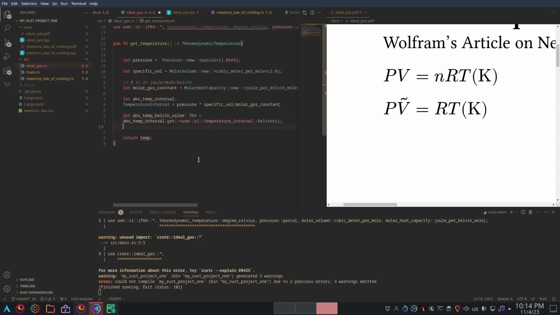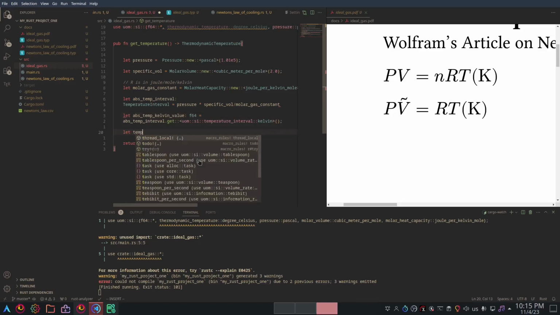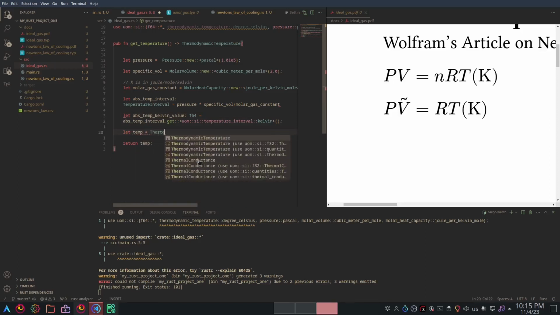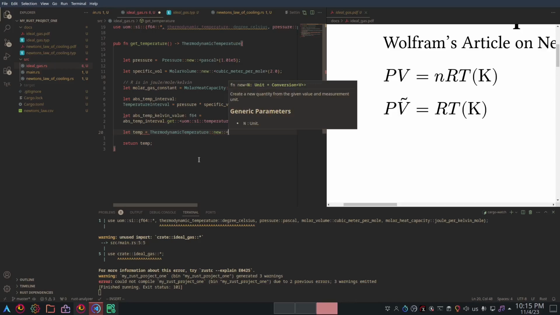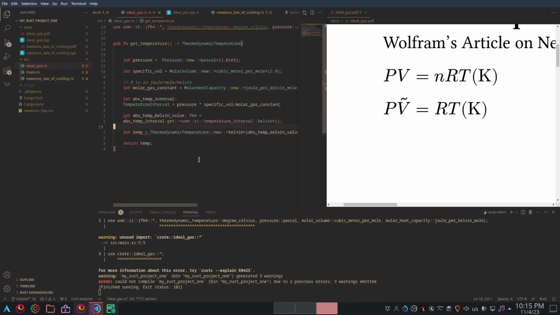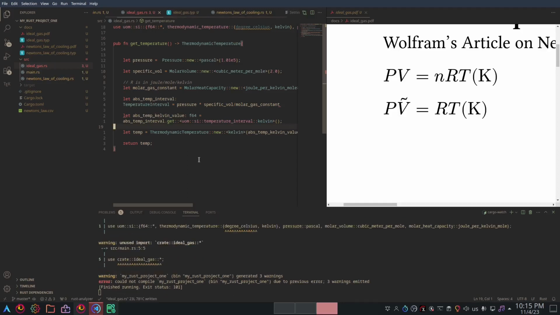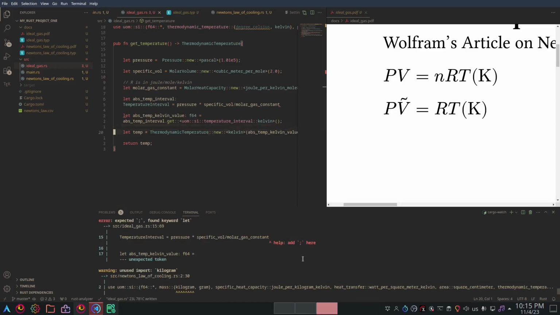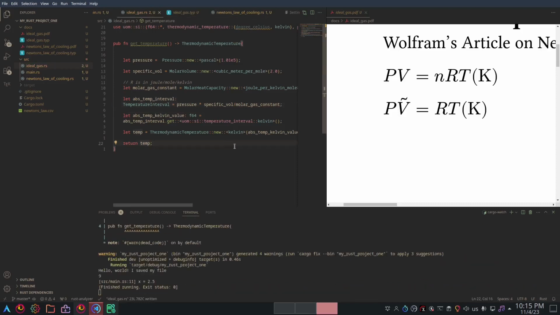And what I do is, let temp equals thermodynamic temperature new Kelvin, absolute temperature Kelvin value. And then there we go. That's how you return the value. Import Kelvin, make sure it's the thermodynamic temperature type, and you should be fine. Okay, now we are having some other warnings, such as I forgot to add a semicolon. And that'll be done. Once the semicolon is added, this thing should be able to run.